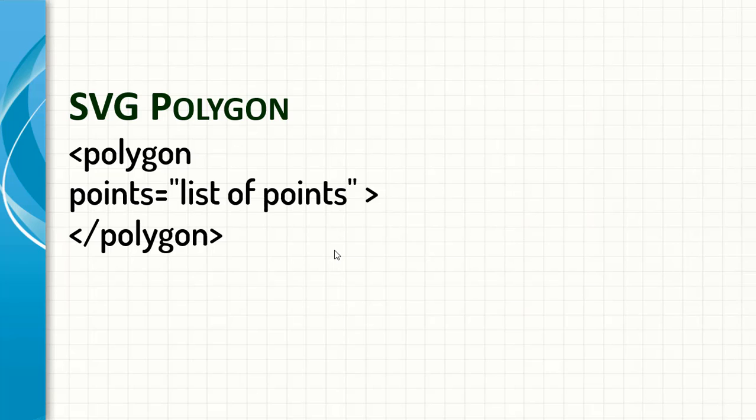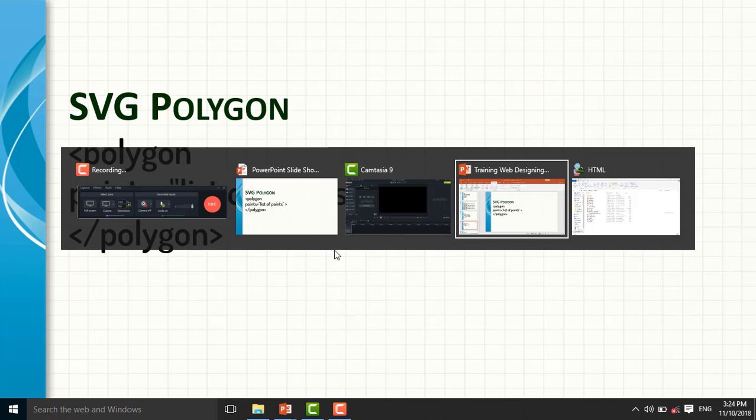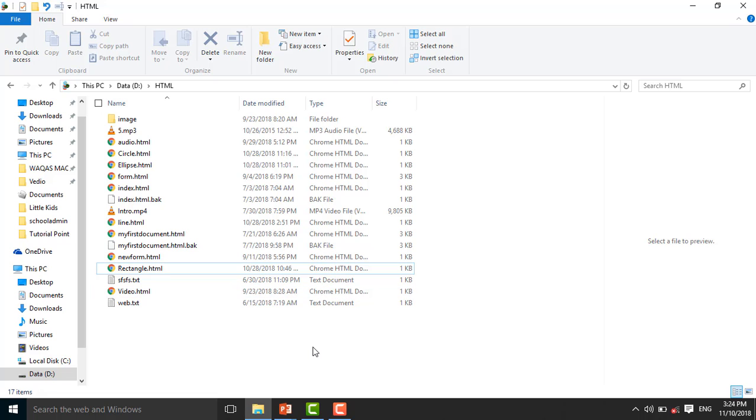Hello guys, in this video I will discuss SVG polygon. A polygon has 6 or 8 points, or more than 8 corners. The polygon tag is used to draw a polygon, and the points attribute is a list of points you can use for your polygon. So let's get started with a practical example.